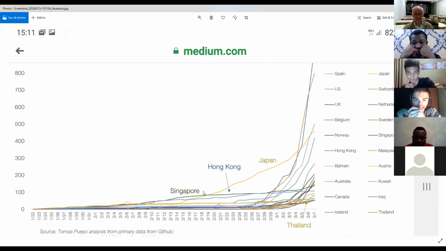Look. In the case of Hong Kong, they had strict measures there, and this curve is also increasing, but it's concave down. Also, in the case of Singapore, they acted immediately and it's also concave down. But in the case of Europe and the United States, they were late to act. And that's why these graphs are concave up. Concave up means that the number of infected people is increasing very fast.